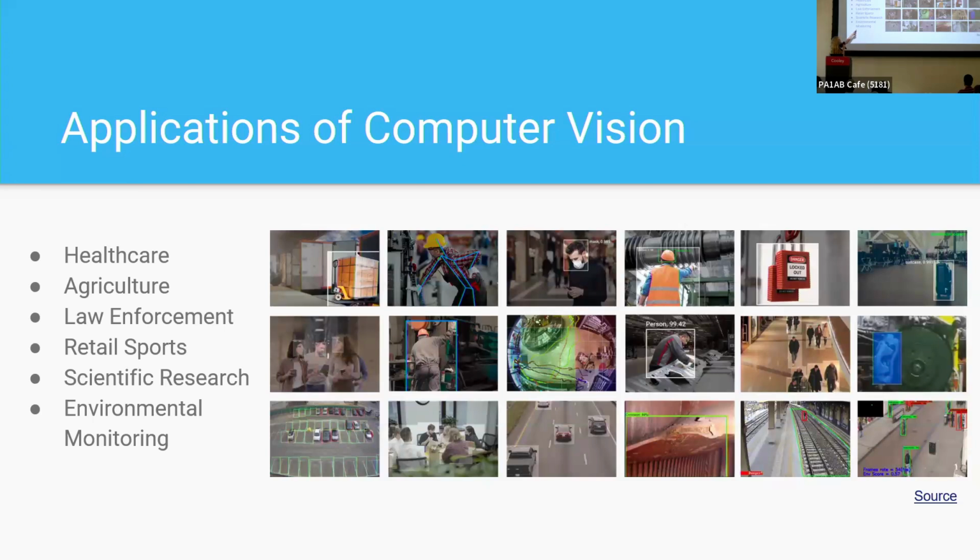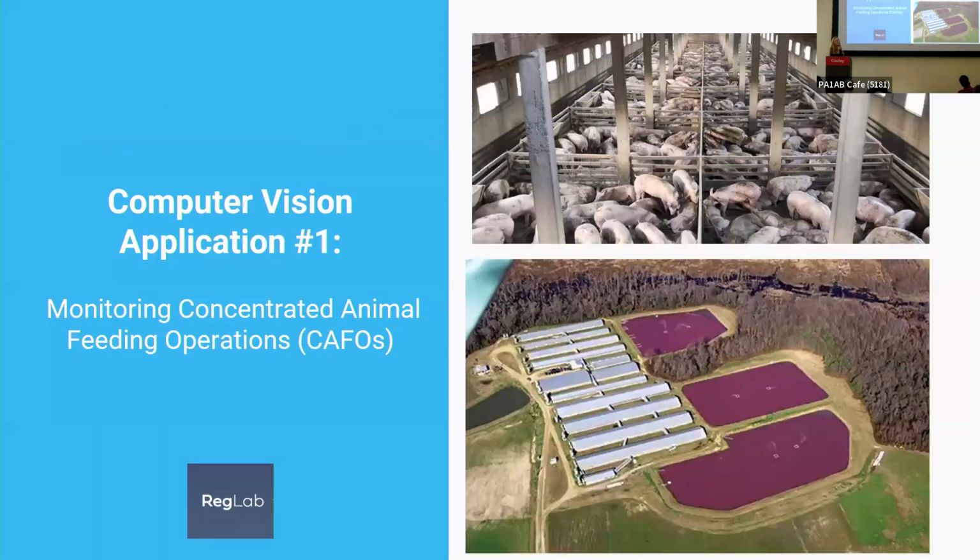So you could see, oh, there's a crate that's being detected in a factory, or it's detecting a human's body position. There's so many examples of how you'd use computer vision in society. So I'll go over a few of them.